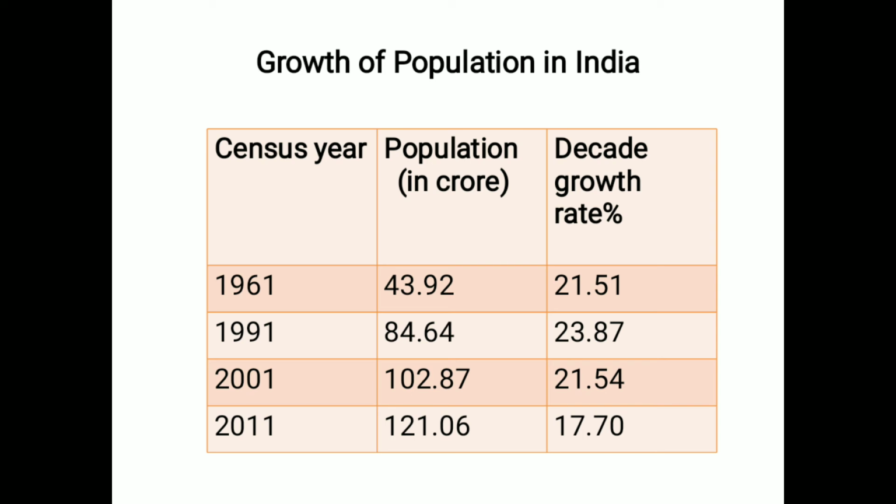But as we compare the decadal growth rate, it is declining. The decadal growth rate in the year 1961 was 21.51%, which rose to 23.87% in the year 1991, and again fell to 21.54% in the year 2001, and in the year 2011 the decadal growth rate declined to 17.70%.